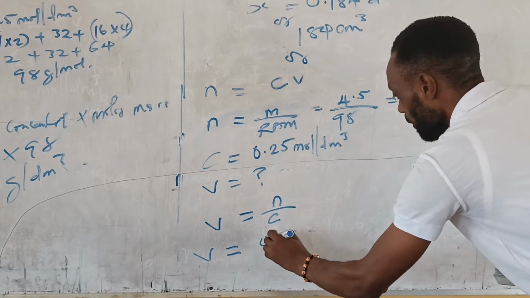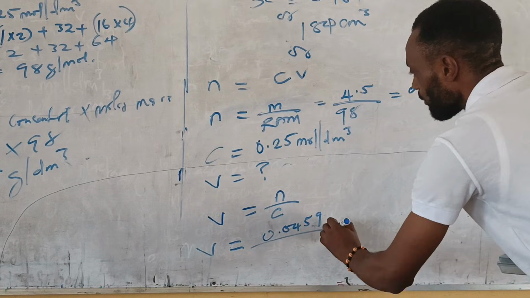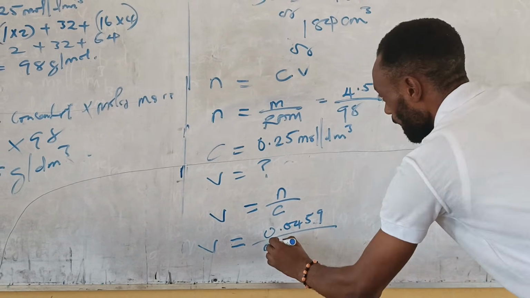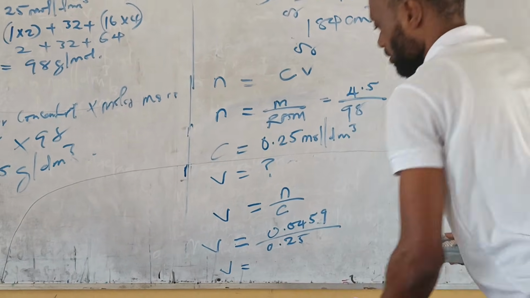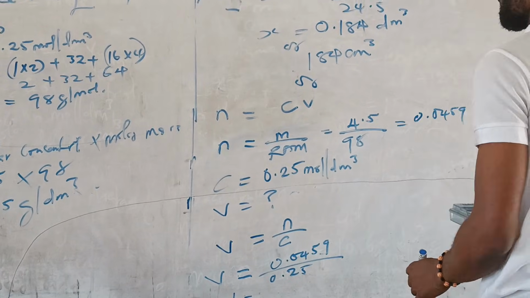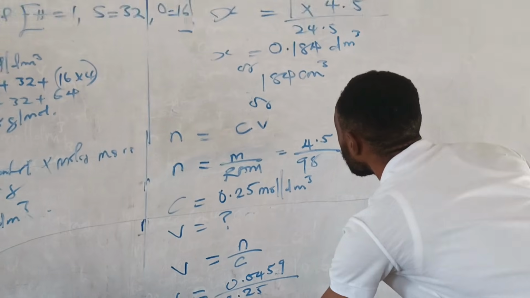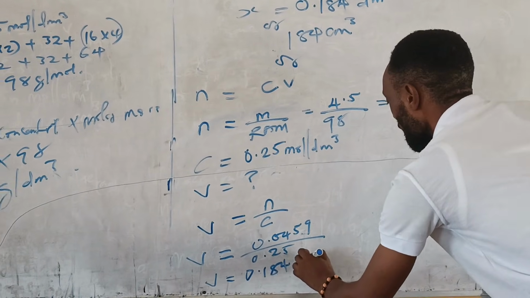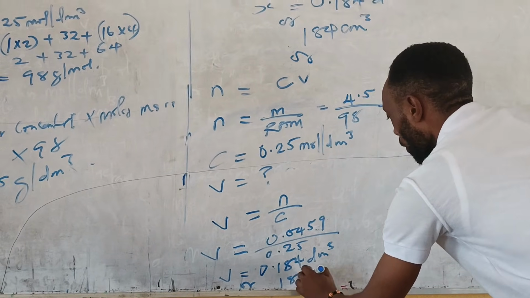Therefore, our V will be equal to the moles, which is N, we got 0.0459, divided by the concentration, which is 0.25. So when you punch your calculator, you are still going to get the same value as 0.184 dm cube, or 184 cm cube.